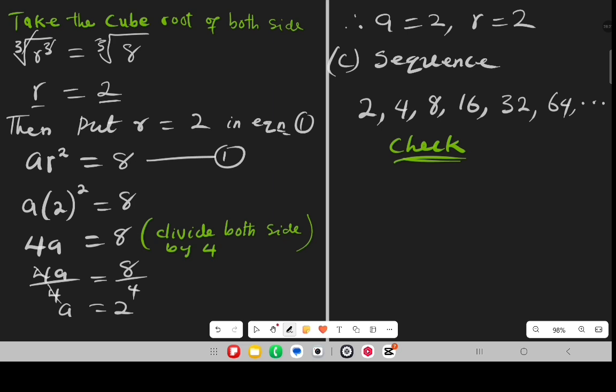To check if our answer is correct, T3 is equal to 8 and T6 is equal to 64. We go back to the sequence. The T3, which is the third term, is 8. If we count from here, 1, 2, 3. And the sixth term is 64. So our answer is correct.